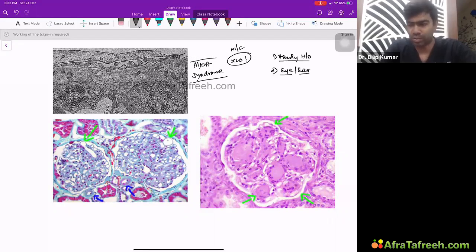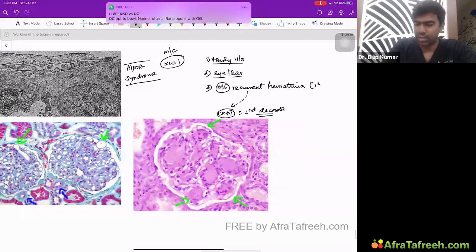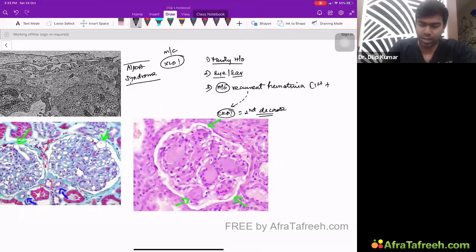So as far as Alport syndrome is concerned, usually they initially come with a history of recurrent hematuria. That's how they come. And this recurrent hematuria, slowly they might progress towards CKD by around second or third decade. Usually recurrent hematuria is the one that will be seen in the first decade of life. First decade, typically you will see recurrent hematuria, but in second decade, slowly they will progress towards CKD.